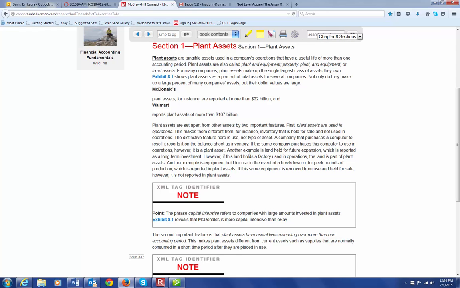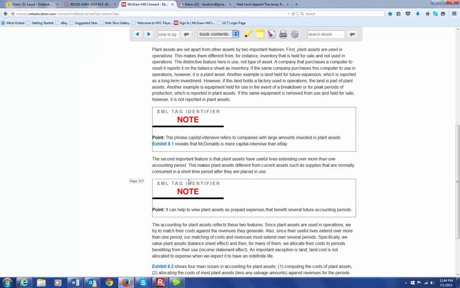Another example would be land that's held for future expansion. That's recorded as a long-term investment. But if the land has the factory on it that's being used in operations, then the land is part of the plant assets. So it has to be used in operations. And then the second important feature is that a plant asset has to have a useful life extending more than one accounting period. And again, usually that accounting period would be a year. So that's why it's different from a current asset like supplies, which are generally consumed within one accounting period.